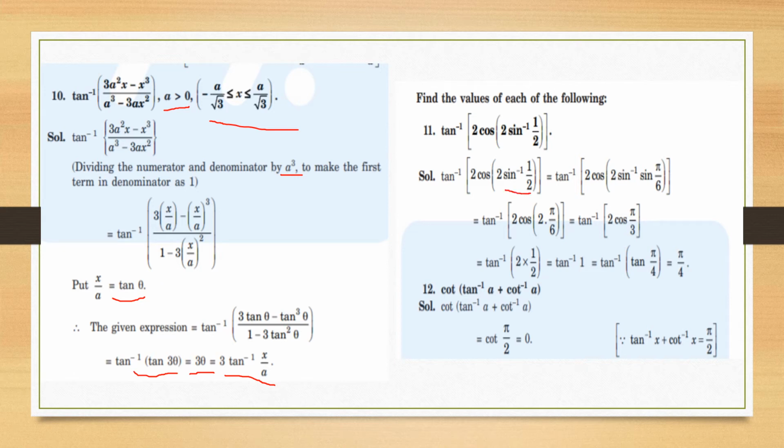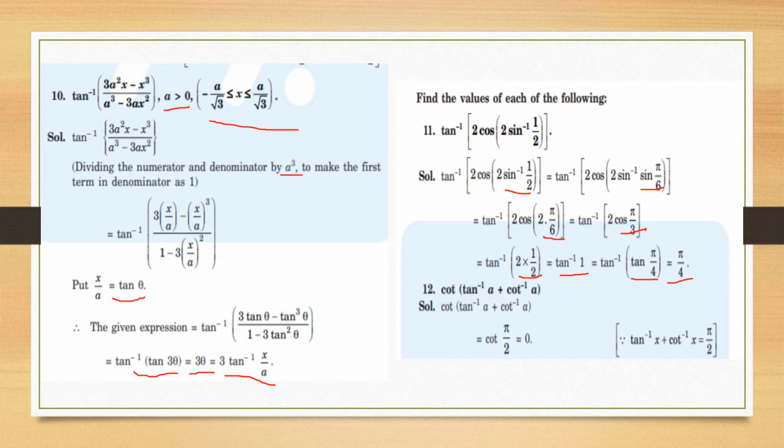So first of all, when is sine half? Sine is half when it is sine pi by 6. So this sine inverse and sine get cancelled to give me 2 times pi by 6. So it is tan inverse, and it is 2 cos pi by 3. Now cos pi by 3 is again half. So it is 2 into half, that is tan inverse 1, and tan inverse 1 means it is tan pi by 4, and the answer is pi by 4.